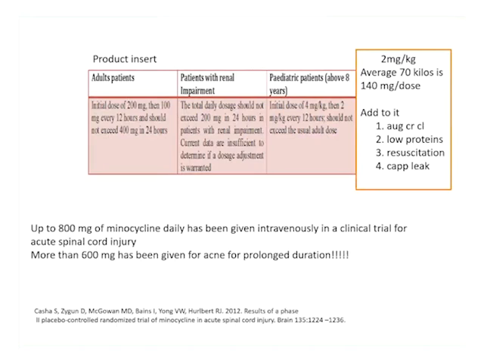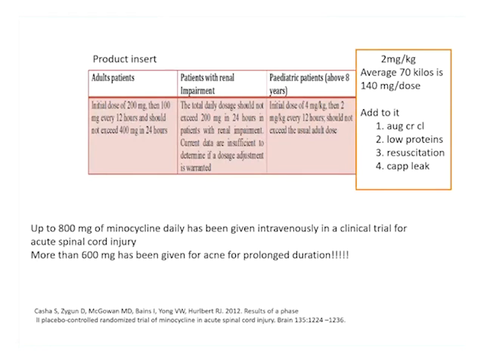In fact, please understand, patients have been getting 800 milligrams of minocycline daily in a clinical trial for acute spinal cord injury as a neuroprotectant. So it is not unsafe. Otherwise, a trial like this wouldn't have got clearance. More than 600 milligrams is given for a pimple. So why are you worried about giving 200 milligrams BD?